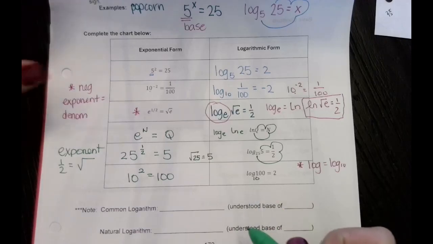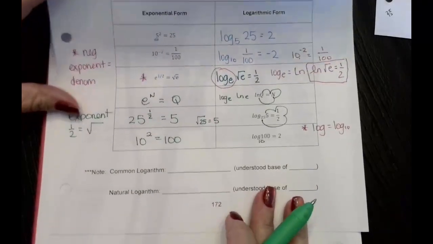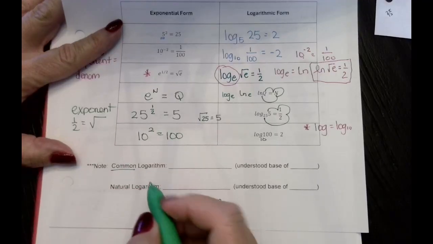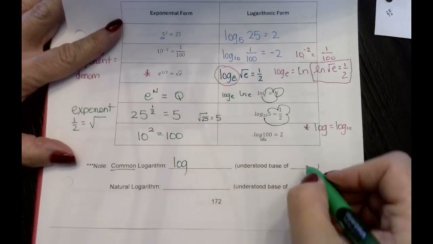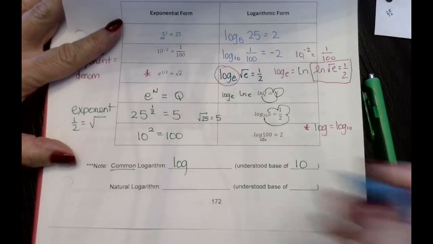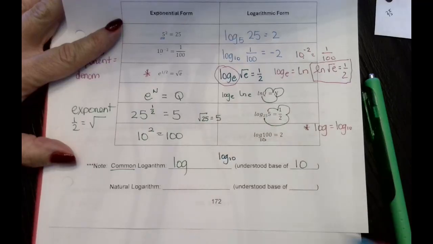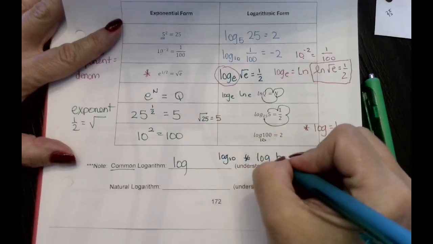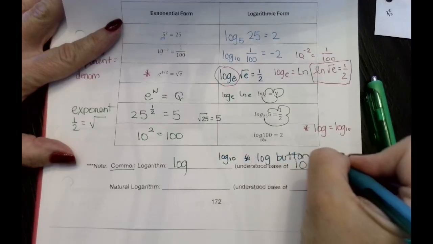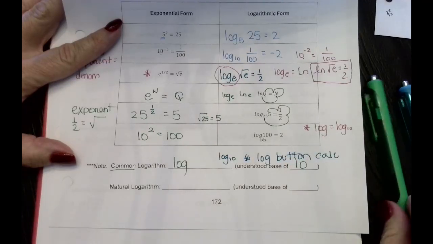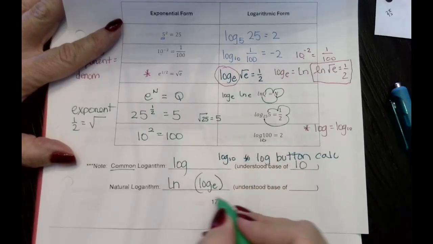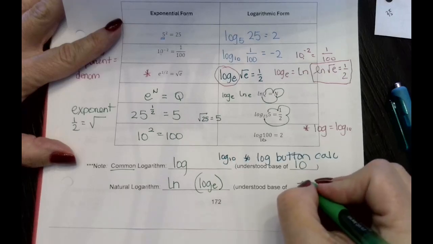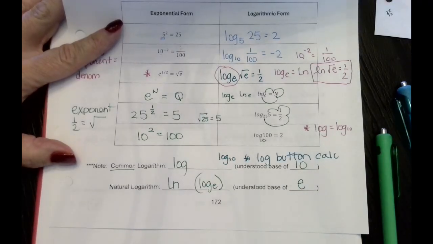Okay, so we talked about a couple of these that are our important ones, and that's what this is. So our common log is just log, and this is understood that we have this log base 10. So like I said, we don't write this, but it's log base 10. And this is the log button on your calc. Okay, now our natural log is the one that's ln, and this is the same as log base e, right? Again, we don't use this, and this is an understood base of e. Okay? All right, so let's flip this over.